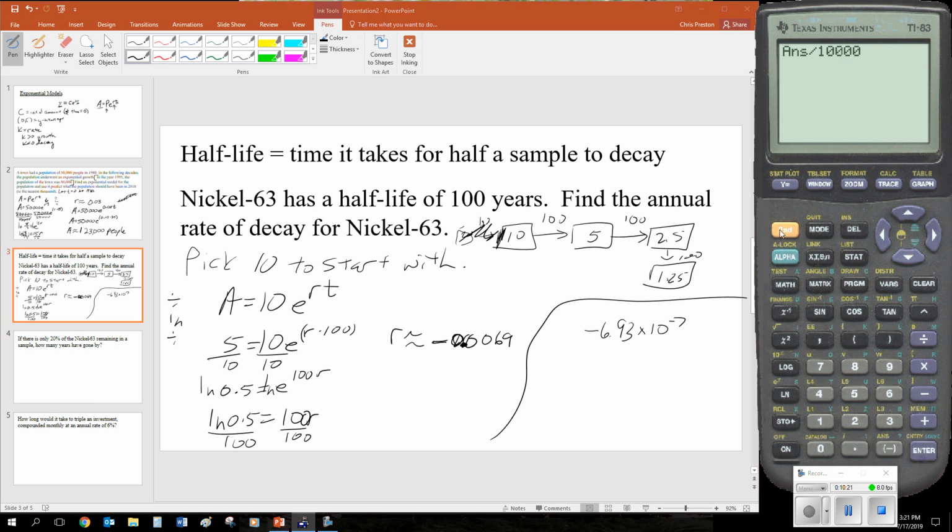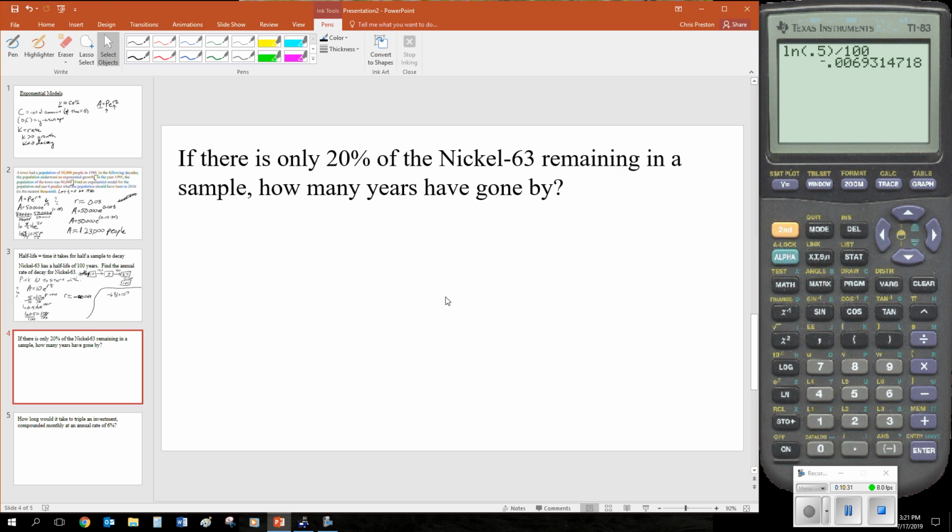Let me, real quick, pull that back up so I can see it. On this next problem, now that I know the annual rate of nickel-63, I can do other problems with nickel-63. Let's say I had some sample and only 20% of the nickel-63 remains in the sample. How many years must have gone by?